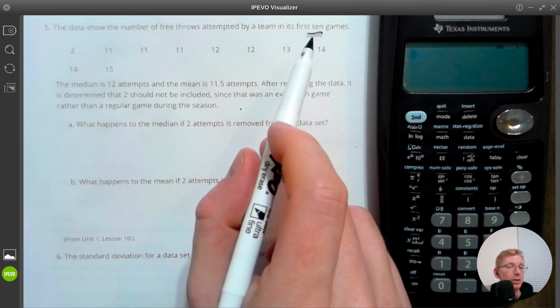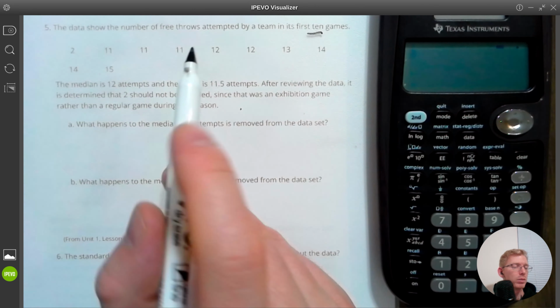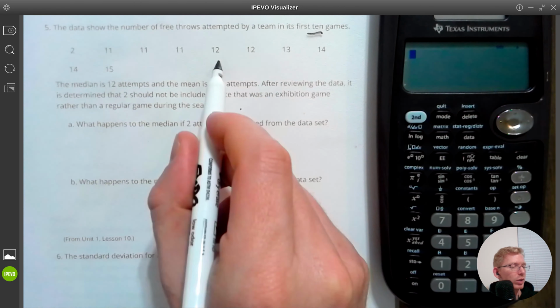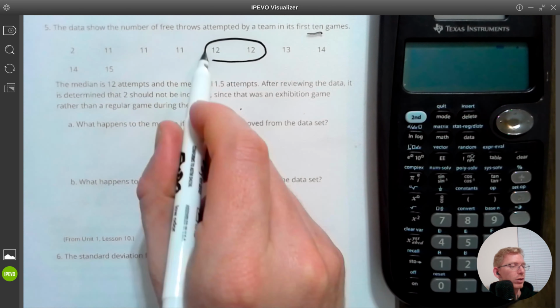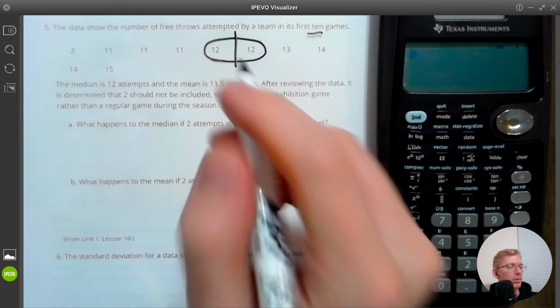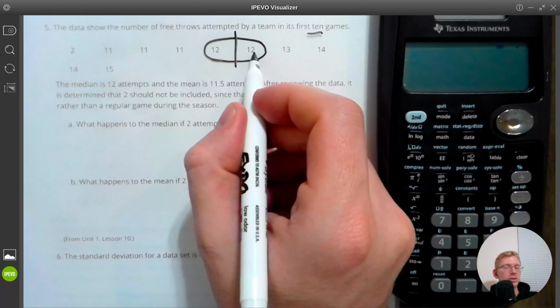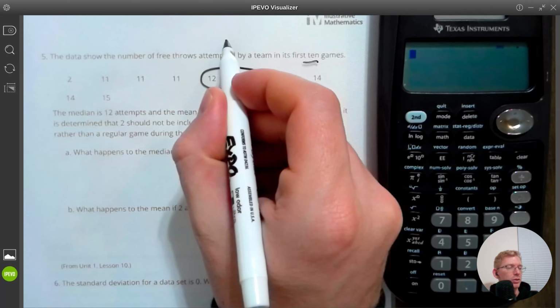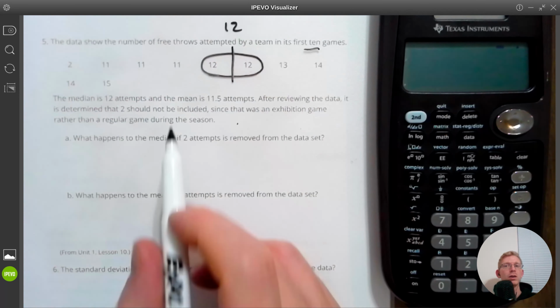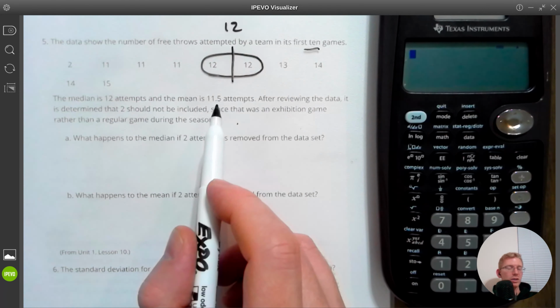Well, since there's 10 games, the median is going to be the middle number. But since this is even, it's going to be the average of the 5th and 6th values right here. Okay, so because this is 12 and this is also 12, the average of 12 and 12 is 12, right? So there's our median. And the mean is 11.5 attempts.